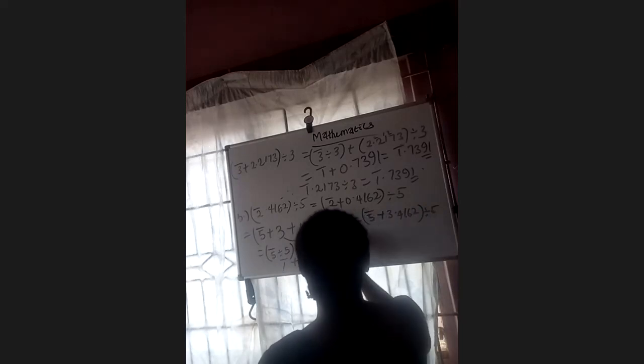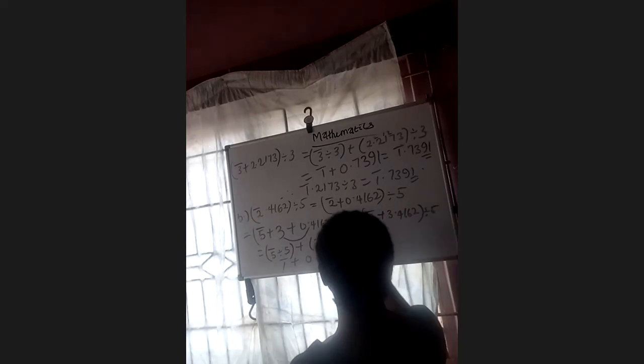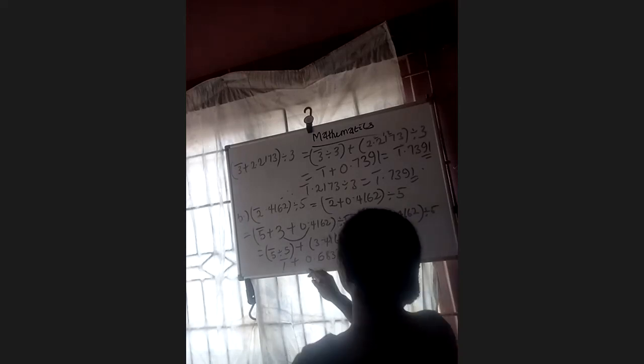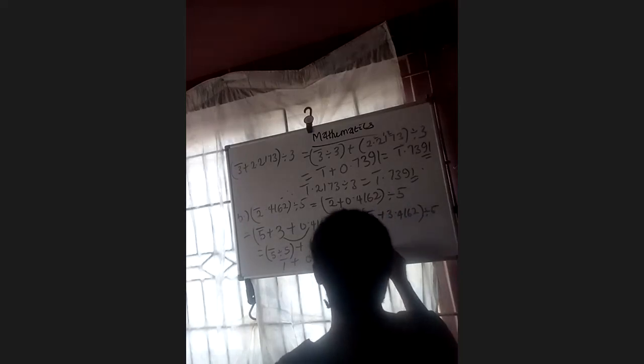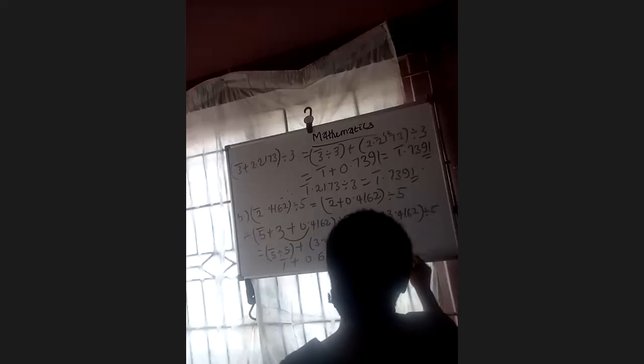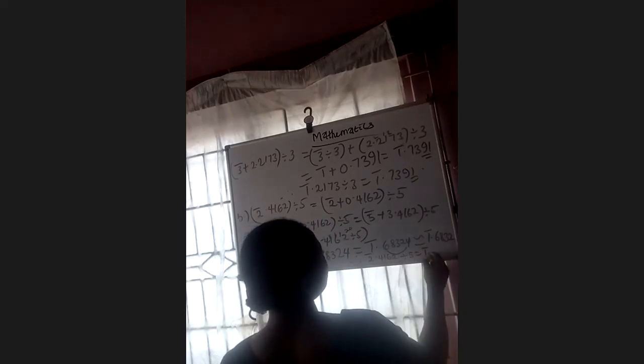In 16, we have 3, remainder 1. In 12, we have 2, remainder 2. So that's 20, 5 in 24. When we add up, we have bar 1.68324. We cannot have 5 digits after our decimal point, so approximately we have bar 1.6832. So therefore, bar 2.4162 divided by 5 is equal to bar 1.6832.